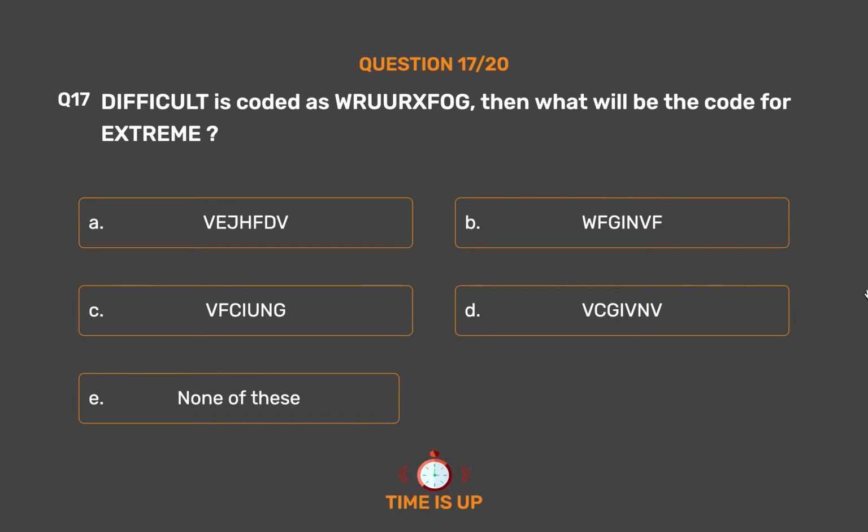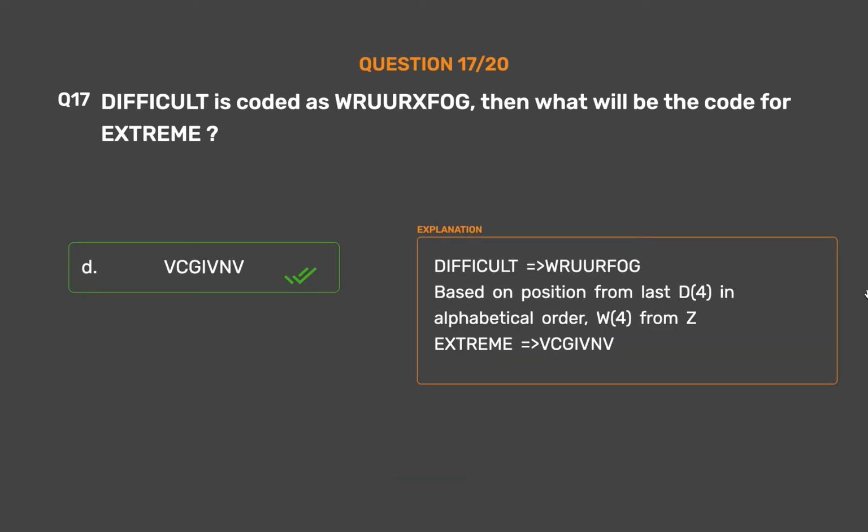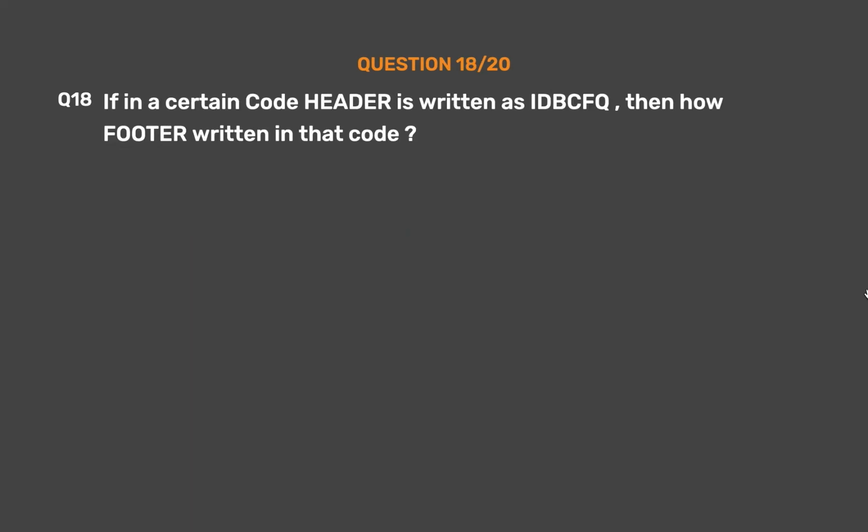The correct answer is option D, Vagiv. Difficult equals RFOG, based on position from last: D is 4th in alphabetical order, W is 4th from Z. Extreme equals Vagiv. Question number 18. If in a certain code header is written as IDBFK, then how is footer written in that code?